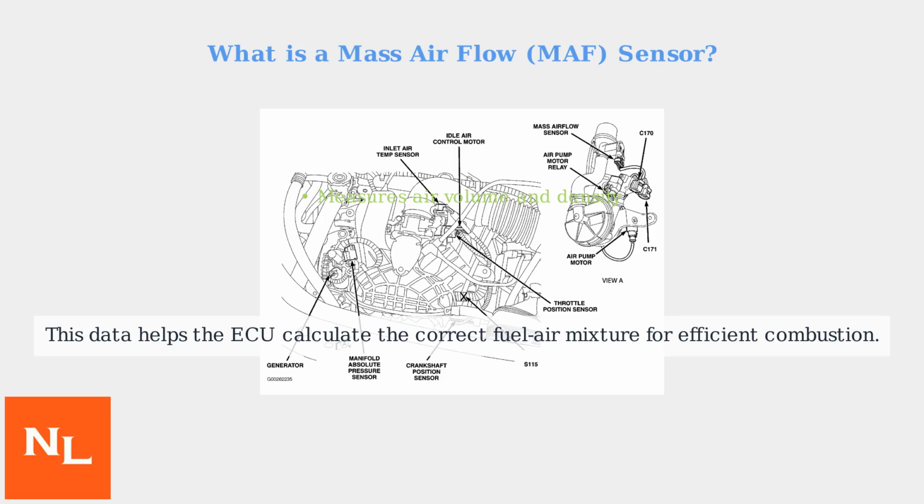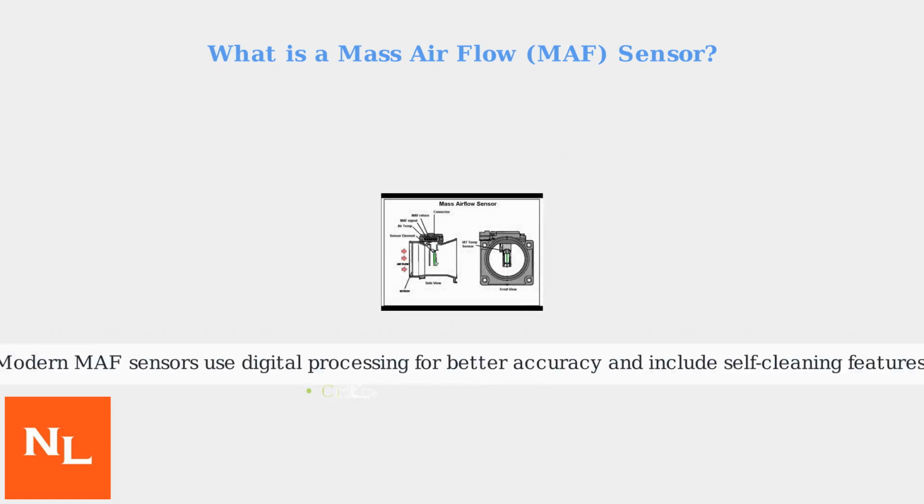For gasoline engines, this is typically a ratio of about 14.7 parts air to 1 part fuel, known as stoichiometric combustion. Without accurate airflow data, the engine could run too rich with excess fuel or too lean with insufficient fuel, leading to poor performance and emissions.